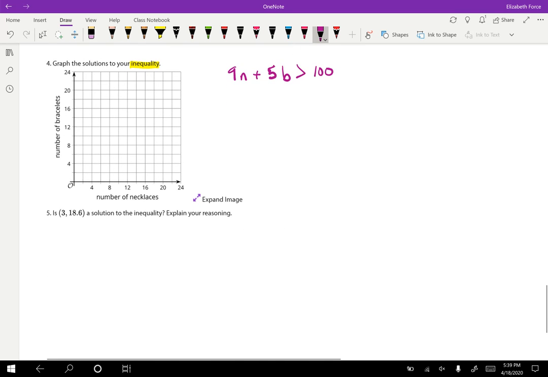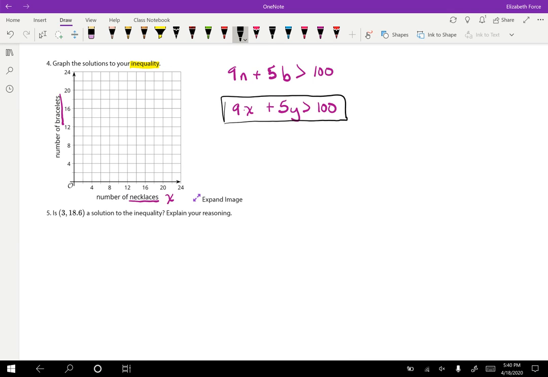So there's our inequality. And if you'll notice, they put necklaces, which I was calling n, on the x-axis. So instead of 9n, I'm just going to go ahead and write it as 9x. And then they're putting bracelets, which is b, on the y-axis. So we're going to call that 5y, greater than 100. So in order to actually graph our inequality, we need to draw that line first. And this is not in y equals mx plus b.